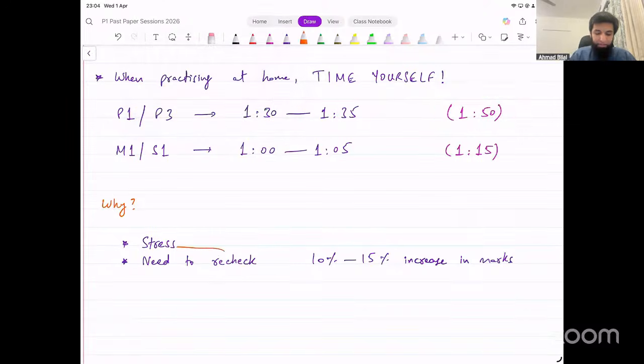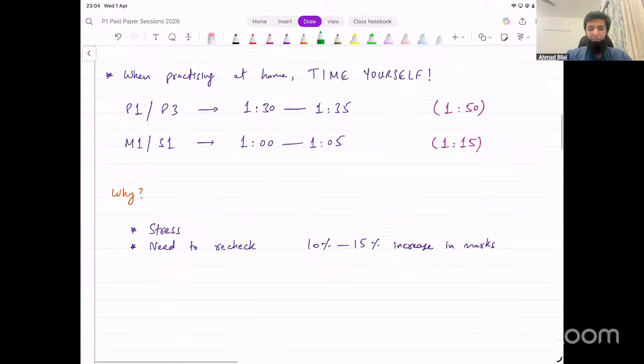You need to practice this as well. That in most cases improves the score by 10-15%. That's like 7 to 10 marks in a P1 or P3, or 5 to 7 marks in M1 or S1. You can improve them. We will be practicing some of that while we're doing the papers as well, how we can use the calculator to verify a lot of answers. We cover that in our classes as well.